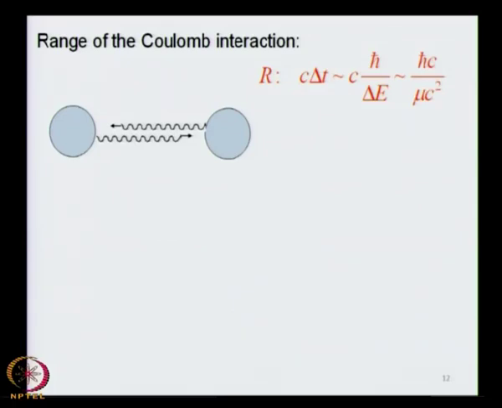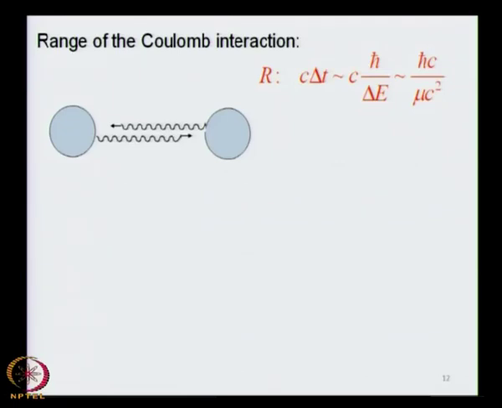Now, what is the range of the Coulomb interaction? The range would be given by the speed times the time, right. Speed into time is the distance. So, that is the range, and if you exploit the uncertainty relationship which I referred to in the previous slide, then you find that this range goes as h cross c over mu c square. In other words, as mu tends to 0, if the photon mass goes to 0, then the range becomes infinite.